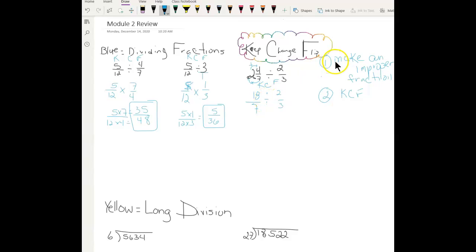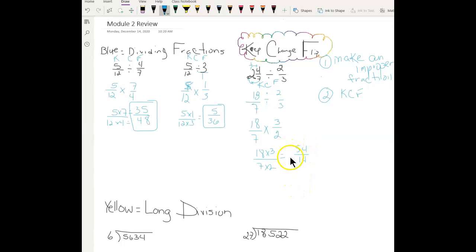That's all of step 1. Now we do step 2. Keep, change, flip. Keep is 18/7. Change. We make it multiply, and then we flip it over. We got 3 halves. So we've got 18 times 3, 7 times 2. 18 times 3 is 54, 7 times 2 is 14.